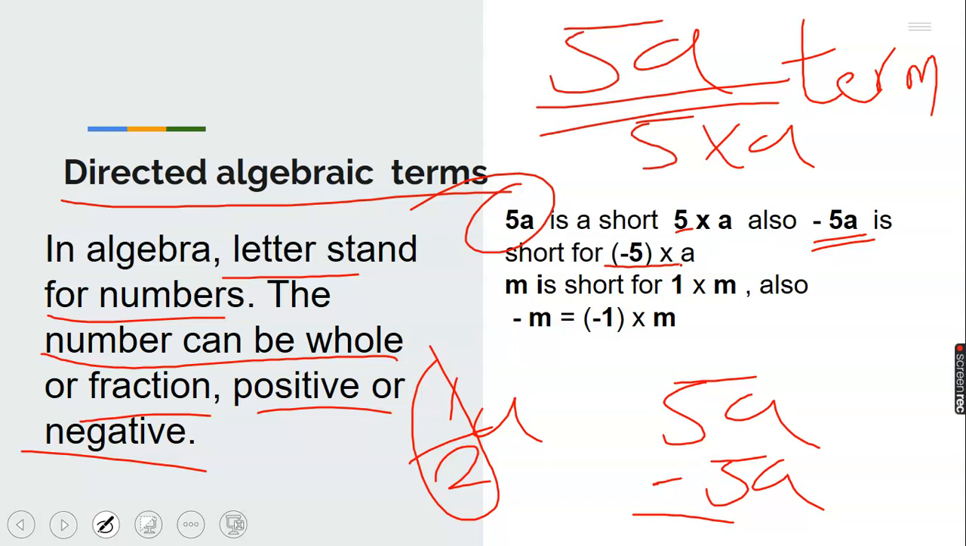Now, a is short for 1 times a. When you have a letter standing alone like a, it means 1 times a. Just like what we have here, n is short for 1 times n. Another thing is minus n. When you see minus n, it definitely means minus 1 times n. Those are the kind of things we'll be using when dealing with directed algebraic terms.